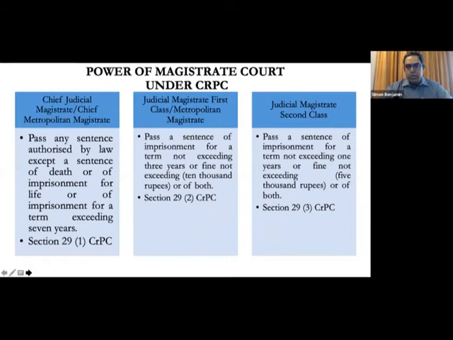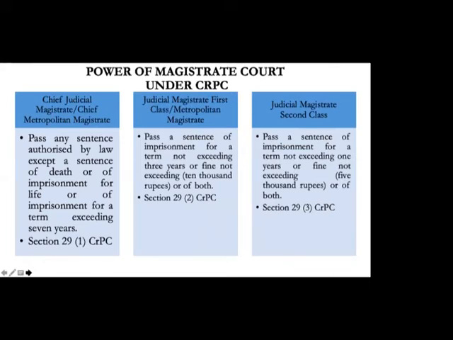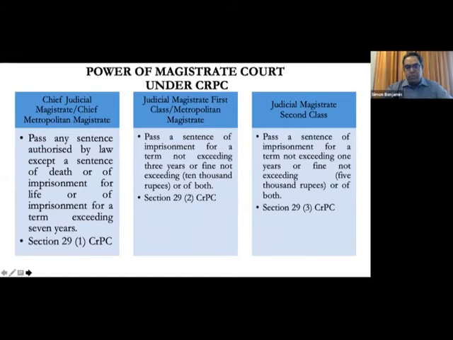Now we come to the powers of the magistrates court. We can see here that the chief judicial magistrate or the chief metropolitan magistrate, who essentially have the same power in metropolitan and non-metropolitan areas, can impose any sentence except those exceeding 7 years. So essentially they cannot impose a sentence of life imprisonment or a death penalty.